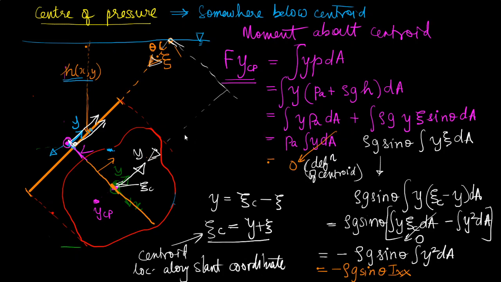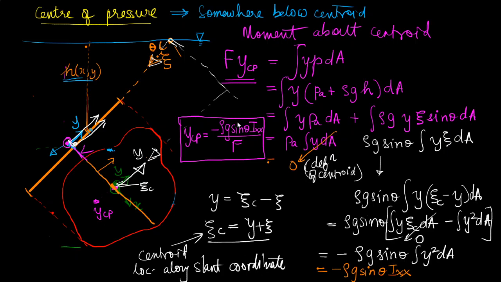First semester. And therefore the final expression for ycp is minus rho g sin theta Ixx upon the force. Now here is the interesting part. The force is positive, rho g sin theta is positive as per convention, and Ixx is also positive because Ixx is the integral of y squared dA. So if Ixx and all the other terms are positive, then it necessarily means that ycp is negative.